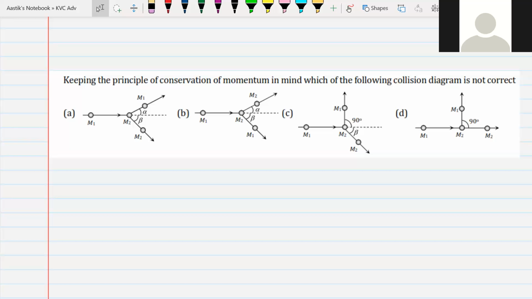Okay. Now I'll again give you one more question, and this question is more like a note. So you can take it as a note. This is one of the most favorite questions that they ask.